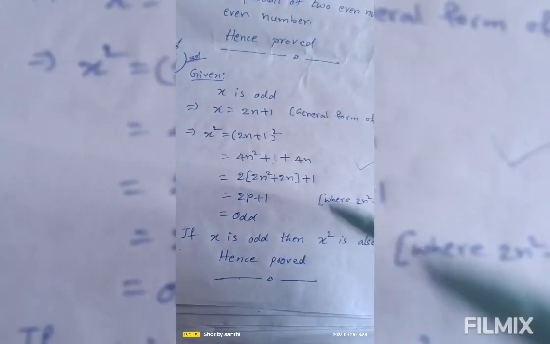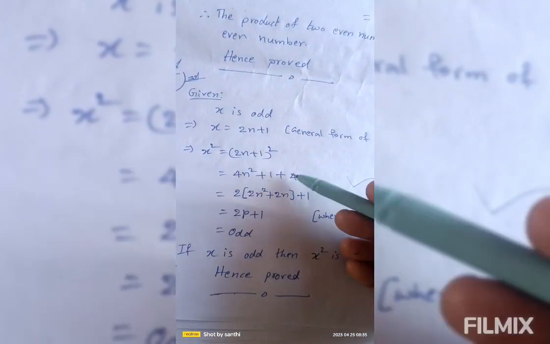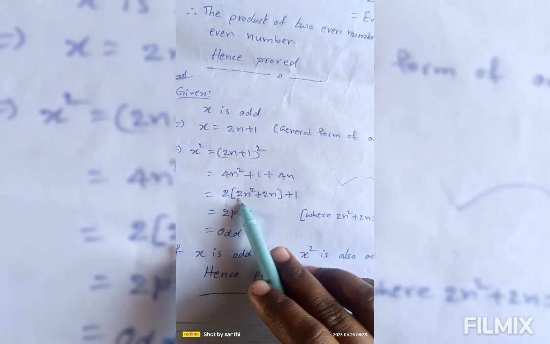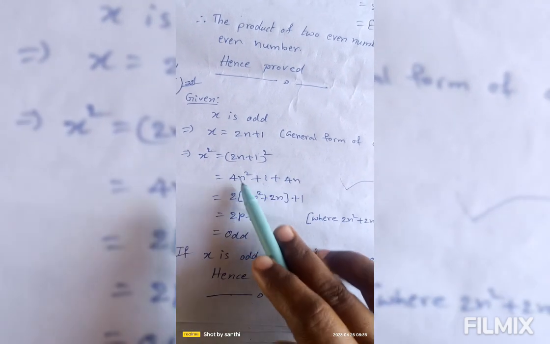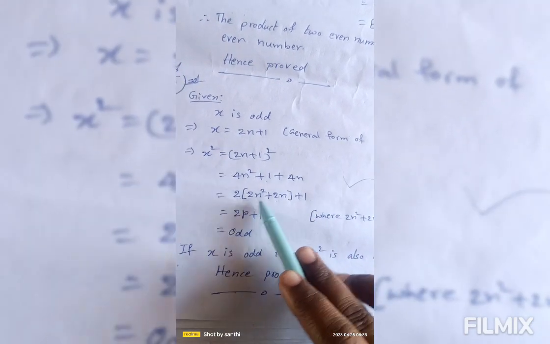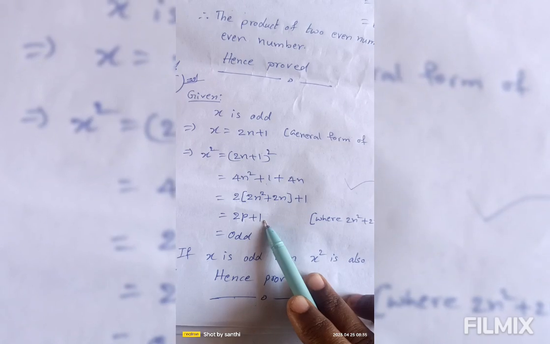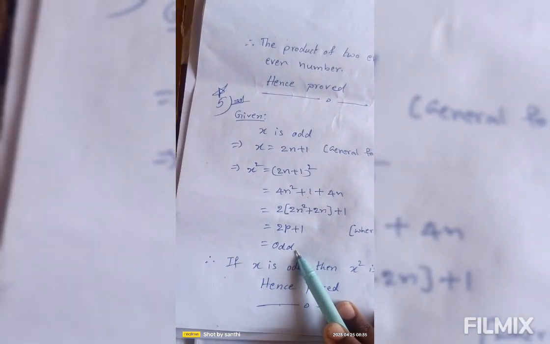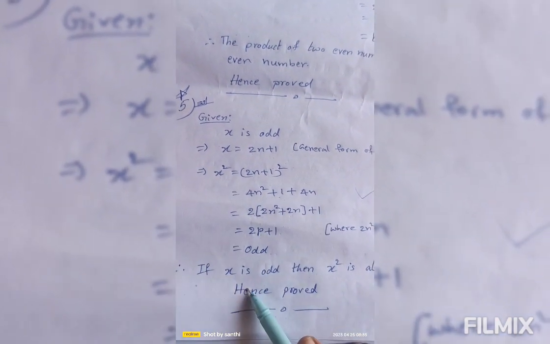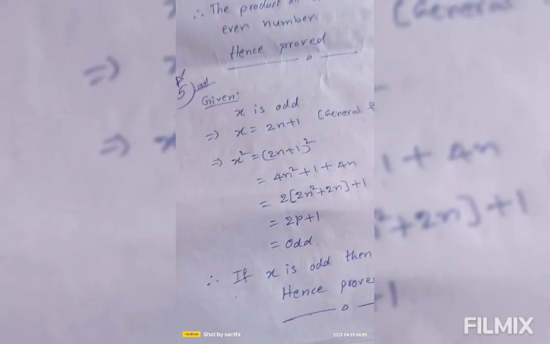Then here if you take out 2 from these, because we have to prove odd, and to prove it we need 2 into something plus 1, so we take 2 common wherever possible. If you take out 2, here remains 2n square, here remains 2n. This plus 1 as it is. Then 2 into something, that something is written as p. 2 into something plus 1 means it is an odd number. That means if x we take odd, its square also becomes odd. Therefore if x is odd, then x square is also odd, hence proved.